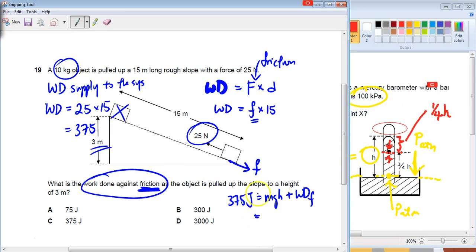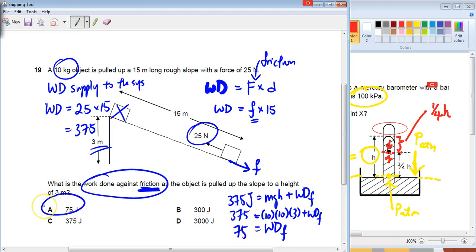So with that, you can then put in your mgh right here plus your work done against friction, 375. From here you can work out the work done against friction. It will be 375 minus 300, so it's 75.